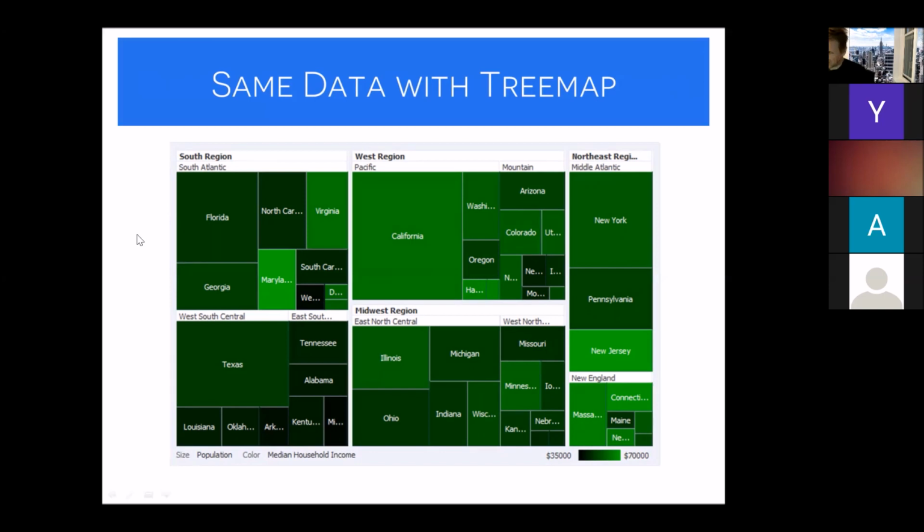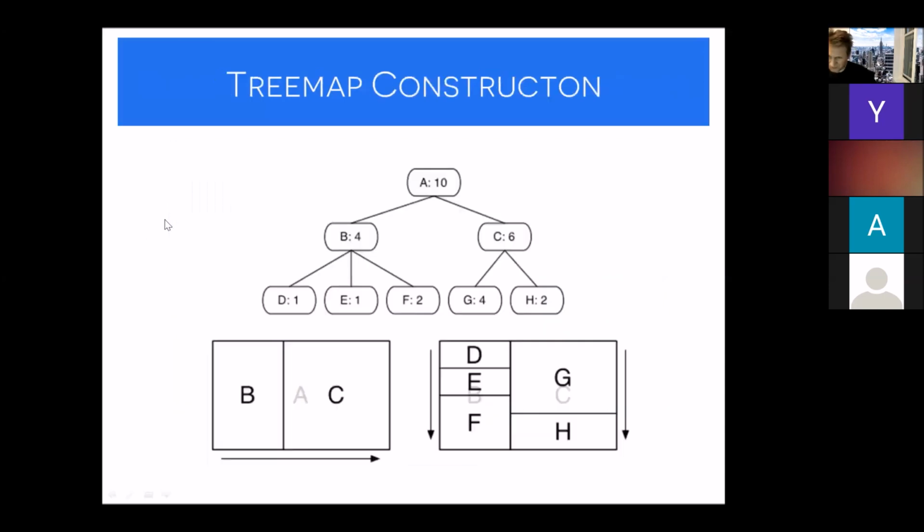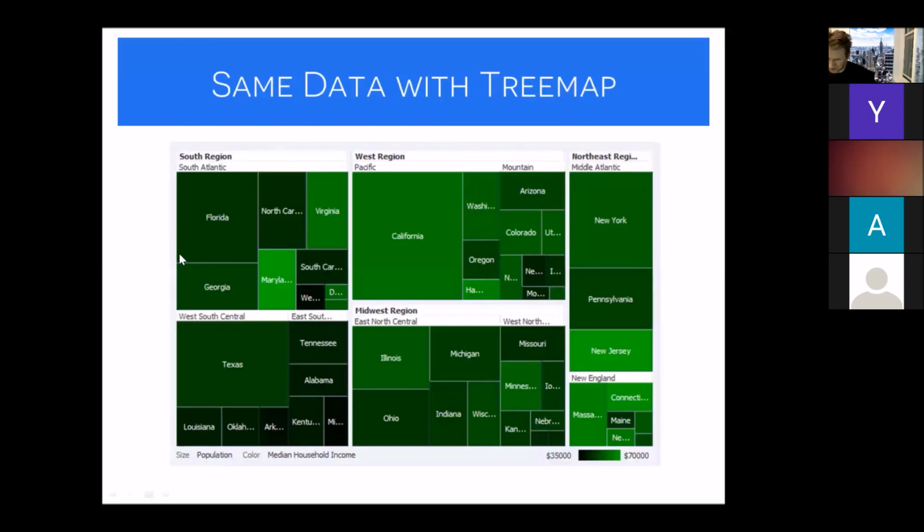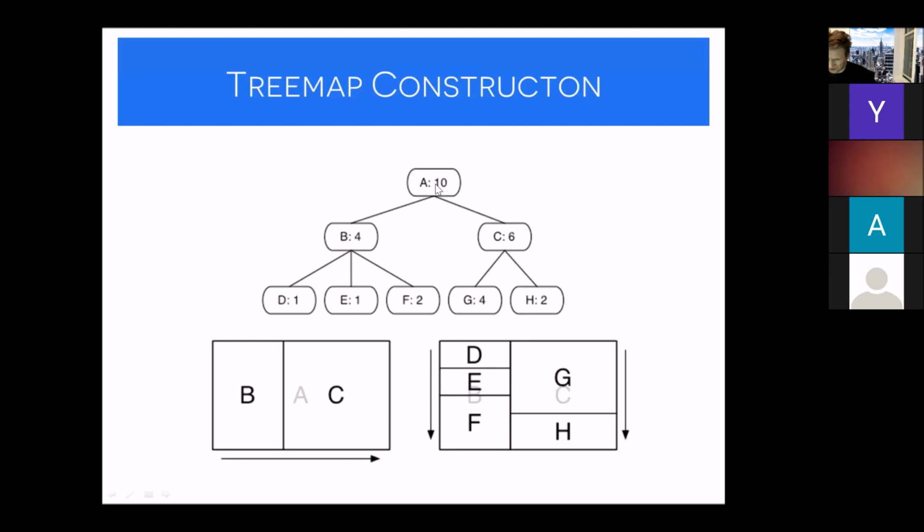And so how do you make these treemaps? Okay, it's actually very easy to make. The basic treemap is very easy to make. All you will do is basically, you try to measure how many elements there are in total.